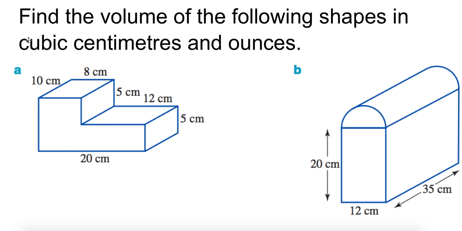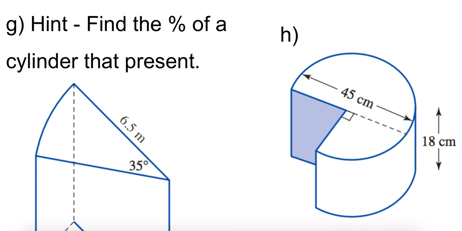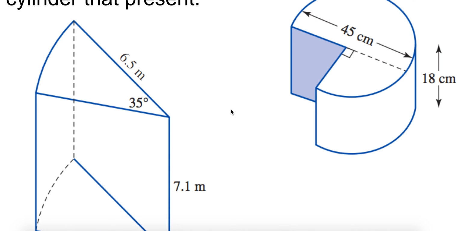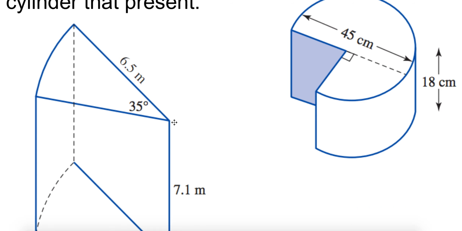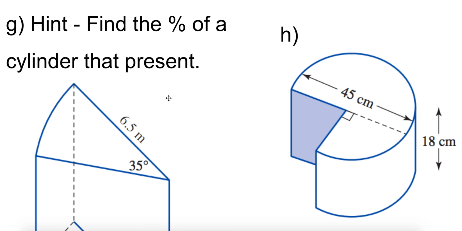I'm going to be collecting this. This is going to be your assignment for this unit. These two are kind of challenge questions. I've given you a hint. You need to find the percent of a cylinder that's present for this question and this question. Okay? This again is your assignment for this unit. It's 8 questions long. You should have a full solution for each of the 8 questions on a separate sheet of paper.